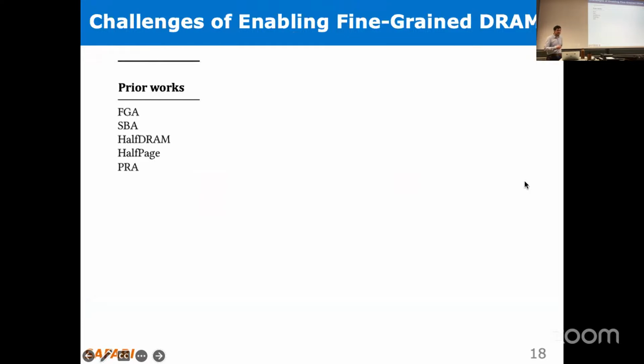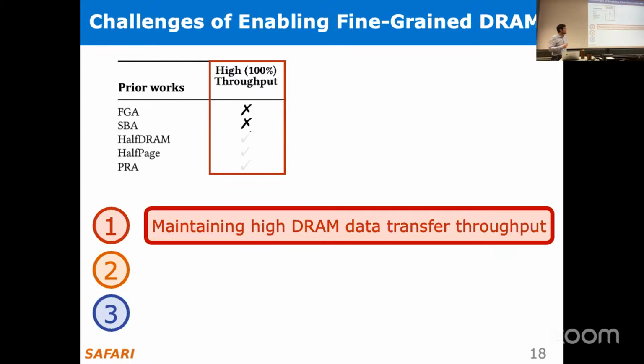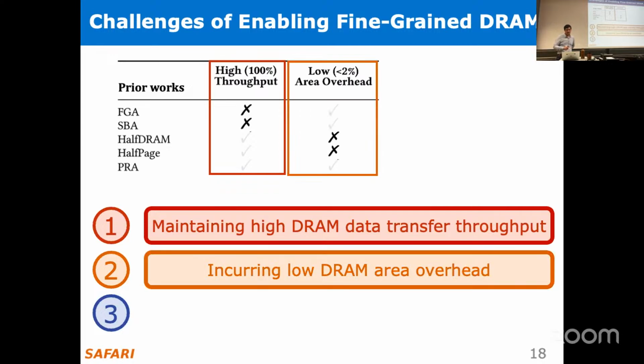However, this fine-grained DRAM row activation and transfer is not easy to implement. It has 3 key challenges. We described those challenges here, and we also provide a classification of some of the prior work that have relatively low area overhead to begin with. These works also propose fine-grained DRAM architectures. The first challenge is maintaining a high DRAM data transfer throughput. Some of these architectures reduce data transfer throughput by 8 times, and that incurs prohibitive performance overheads.